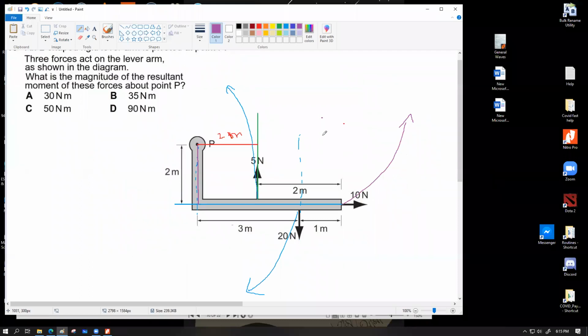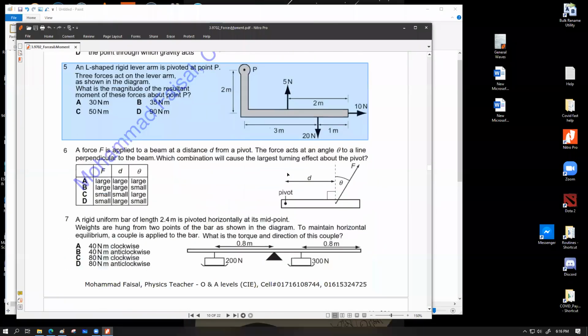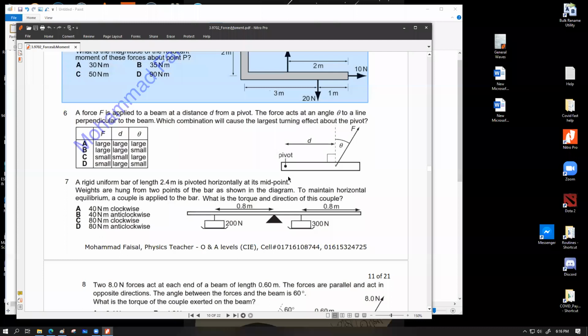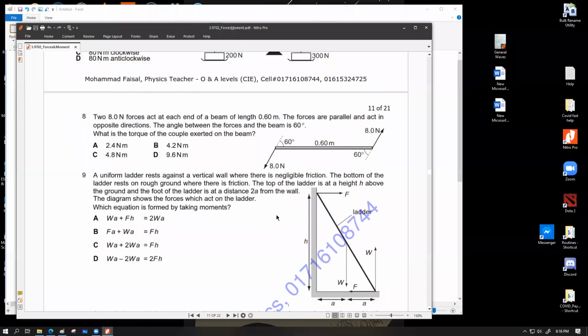So A is the correct response. Moving on. Anything else on this page? I don't think so. No. Page number 11.